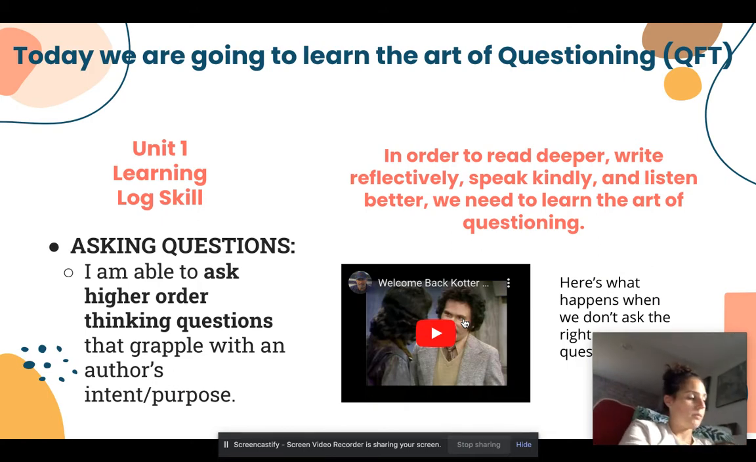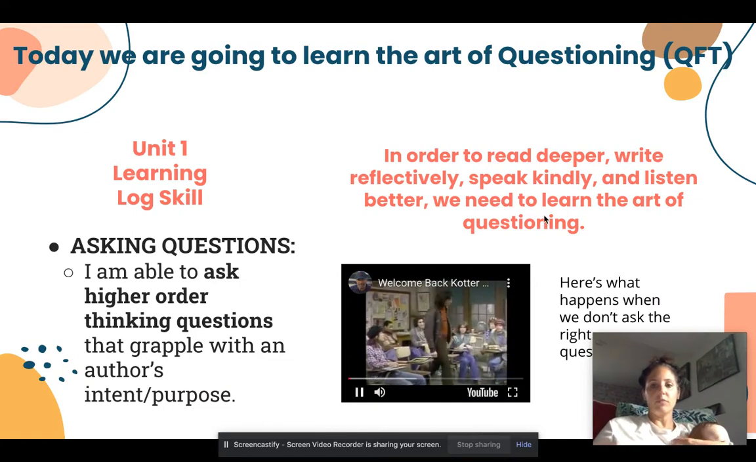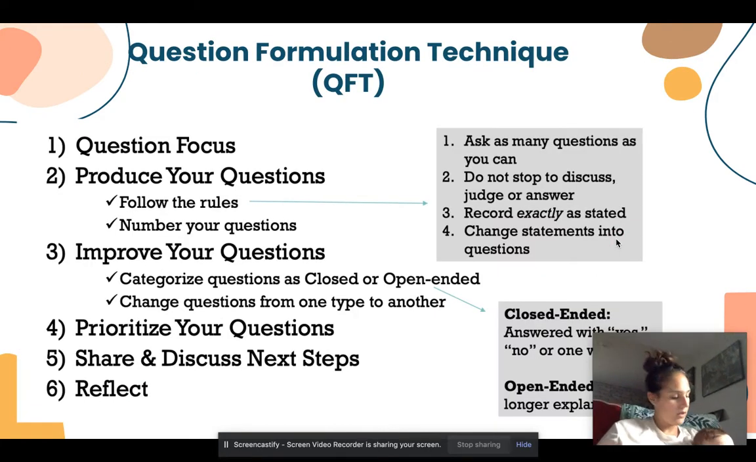So the skill that we're going to be reflecting on in our skill log, guys, is I'm able to ask higher order thinking questions that help us grapple with an author's intent or purpose. So what we're going to do is something called a question formulation technique. And these are the rules, okay?